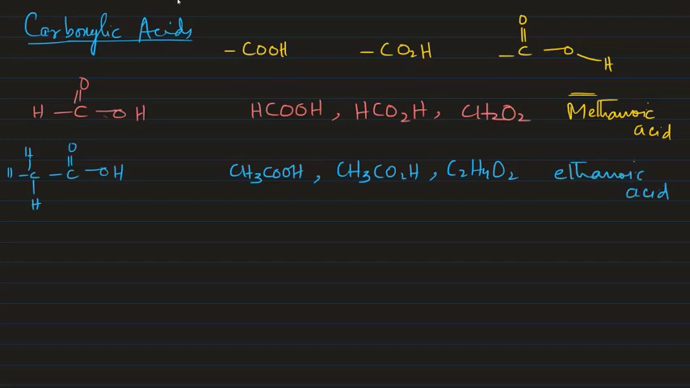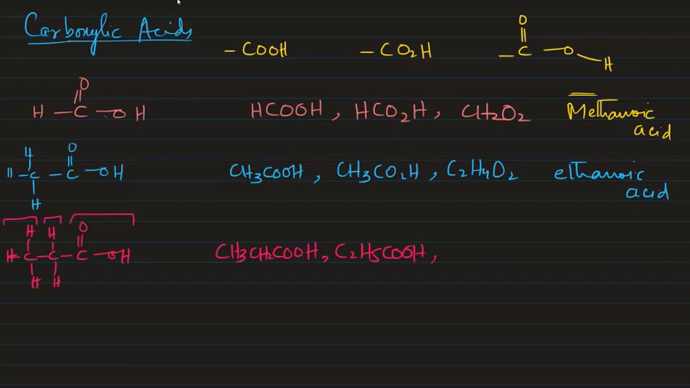Next one, three carbon. On the left side there will be two more carbons. So we can represent it as CH3CH2COOH. You can see this part is CH3, this is CH2, this is COOH. And then we can say it as C2H5COOH, or C3H6O2, and it is named propanoic acid.